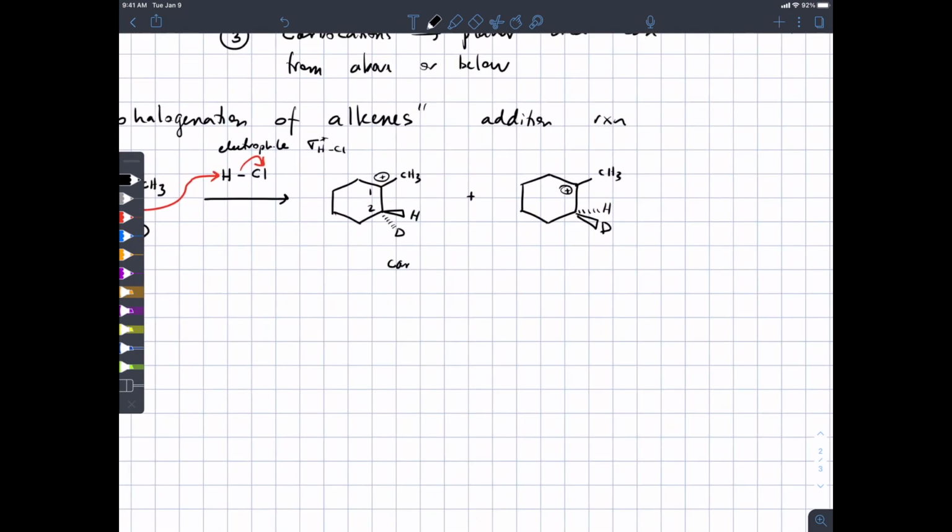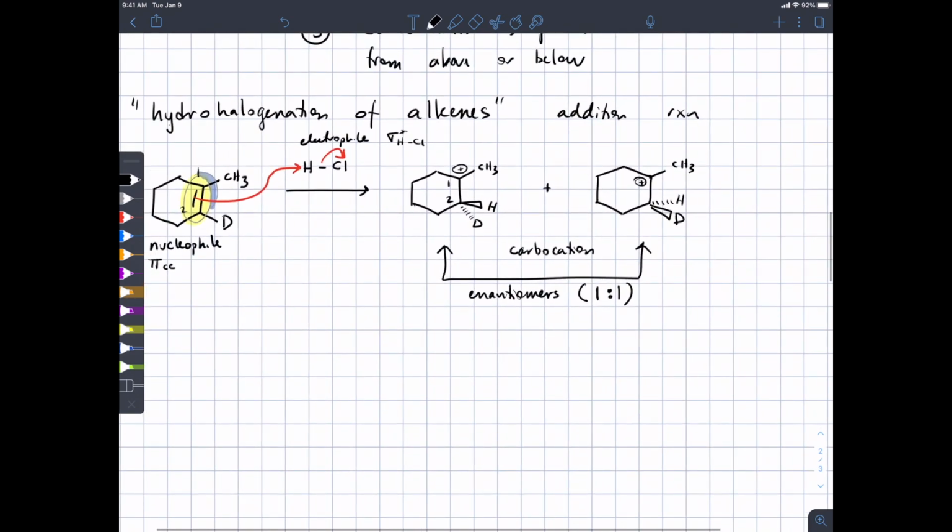This is a carbocation intermediate, and these two carbocations are enantiomers of each other, and they have to be formed in a 1-to-1 ratio. All right? Now, this is why I chose to put deuterium on carbon 2, because I wanted to show you that hydrogen could end up above or below, and if carbon 2 had just been bonded to a hydrogen, how would we know whether the hydrogen from our acid was added from above or below? Excuse me. All right, questions so far?